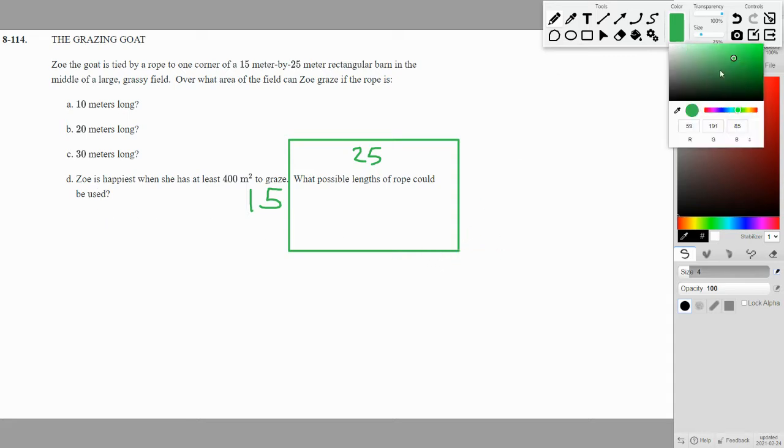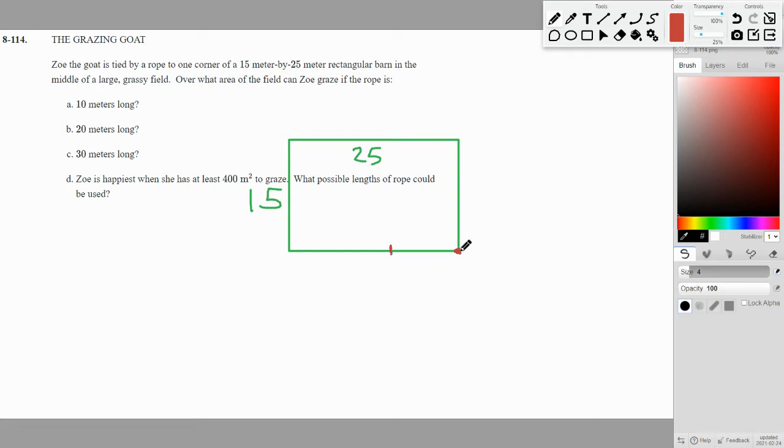If we say that the goat was tied at this corner, then the farthest that he can go for part A was 10 meters. I'm just going to try my best to replicate that here. I'll say this is about 10, so this is 10 meters right here. This goat can travel in this specific radius of the barn, of the grassy area here. So this is a length of 10, this is a length of 10, and all around this circle is a radius of 10, because that's how far the rope can go.